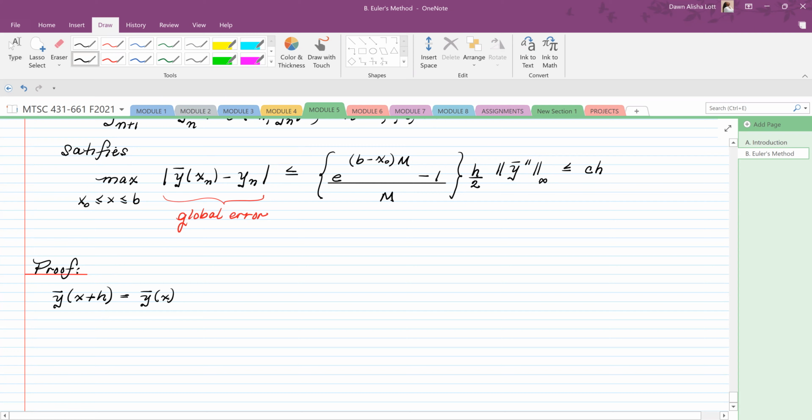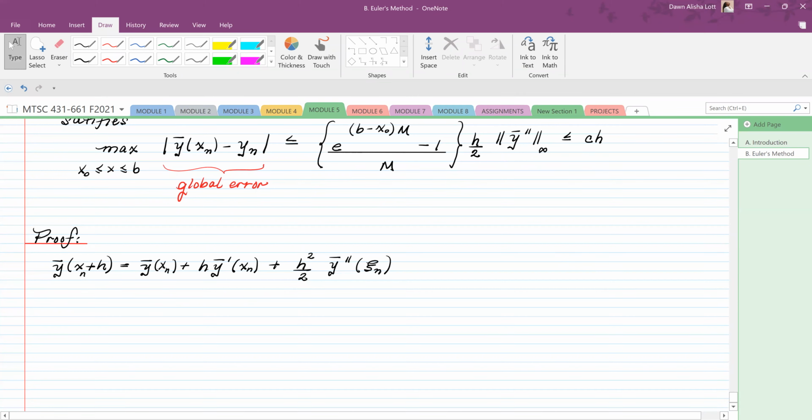Plus H times Y bar prime at X. This is at Xn. All right, plus H squared over 2, and then this is Y bar double prime evaluated at some Cn. So that's exact because we've included the error.